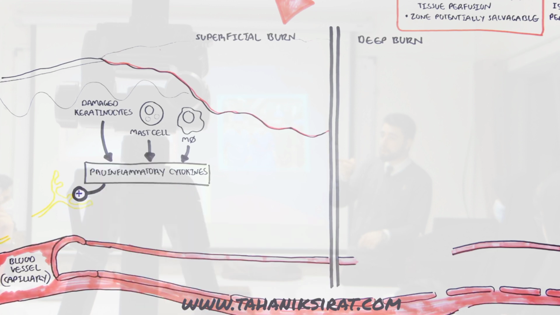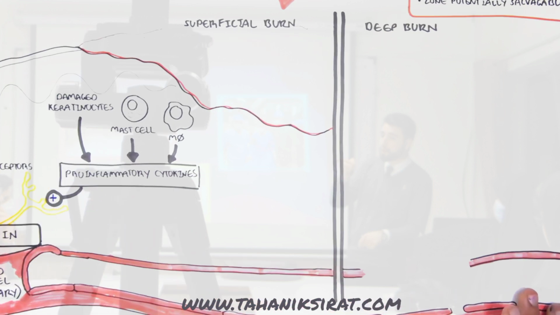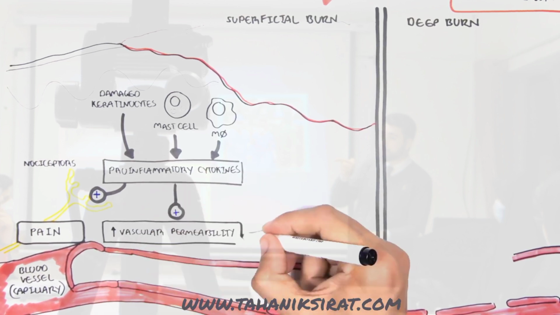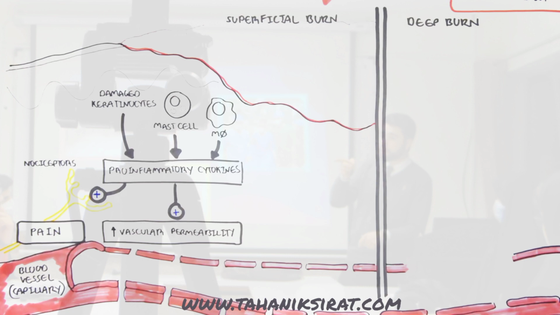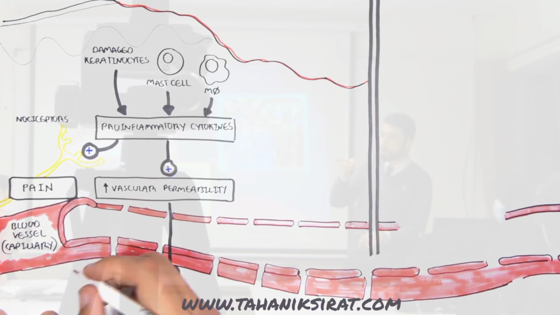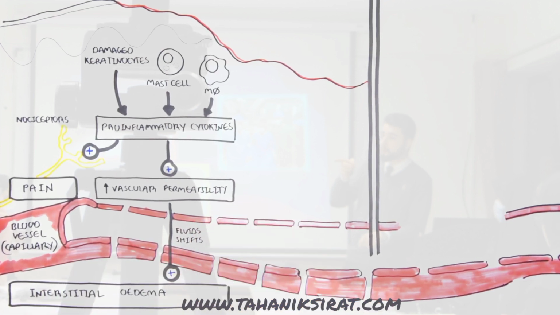The sensory nerve endings here can be the ones that detect pain, for example, and pain is an important feature of superficial burns. Some cytokines will cause increase in vascular permeability. The increase in vascular permeability will cause fluid to leak out and may lead to interstitial edema. As the fluid leaks out, it can result in hypotension.